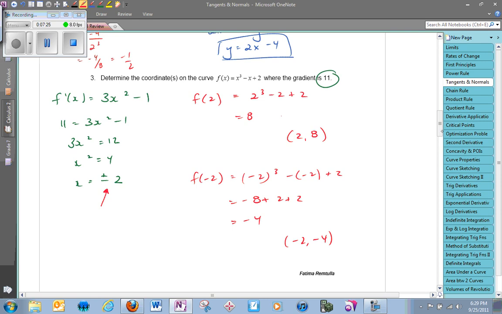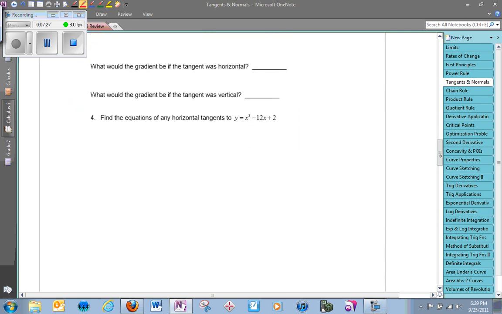So let's start with a basic question here. This is a grade 9 question here. What would the gradient be if the tangent is horizontal? What it's asking you is, what is the slope of a horizontal line? Well, that's 0 over 1, otherwise known as 0. What would the gradient be of a tangent that is vertical? Well, that's 1 over 0, otherwise known as undefined. So try this question first, and then press play again in order to tackle it together.